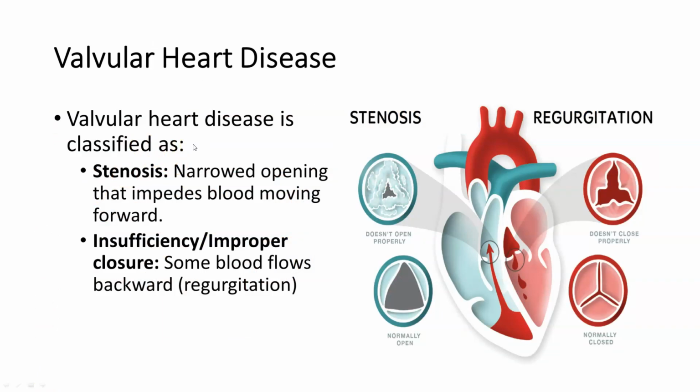When we look at valvular heart disease, it's either going to be classified as a stenosis, or you're going to have an insufficiency or regurgitation. So stenosis is a narrowing, it doesn't open properly, and a regurgitation or an insufficiency means it doesn't close properly. So those are going to cause specific signs and symptoms depending on which side they are. This is why it is so important for us to remember where blood flows from so that we can understand where blood is going to back up to.